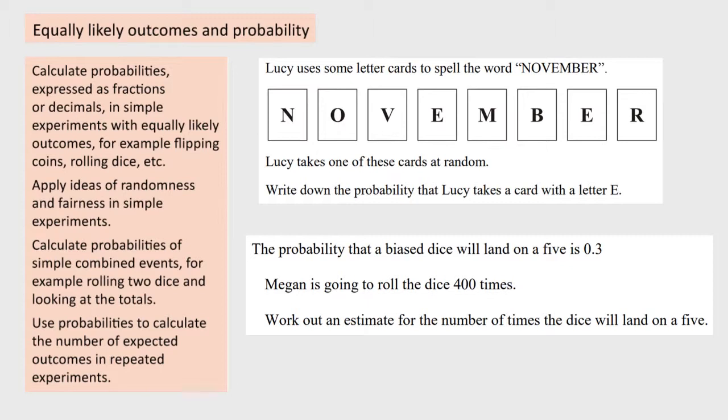Once you are at a point where you've got probabilities already being given, and so this last question about Megan rolling a dice 400 times, you want to be able to use those to estimate how many times an event may happen. So the standard way to do this is to multiply the number of trials that you do by the probability. Now this could appear in calculator or non-calculator, so you want to make sure you do know how to multiply either a whole number by a fraction or by a decimal in order to do that.